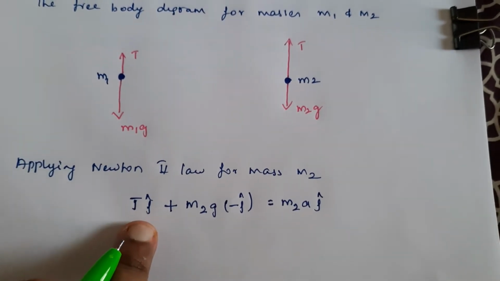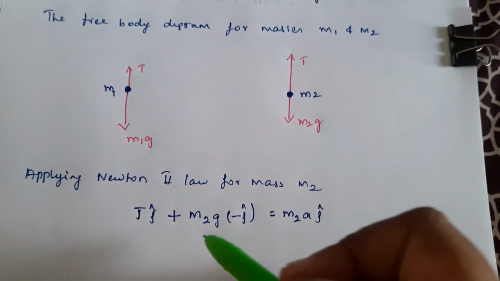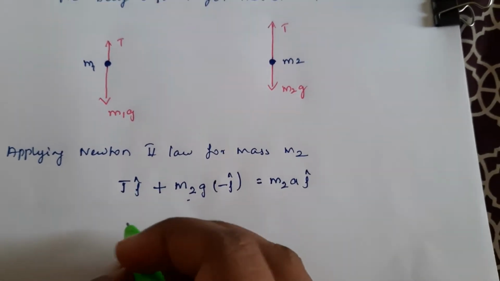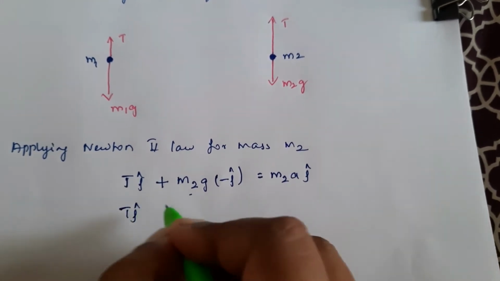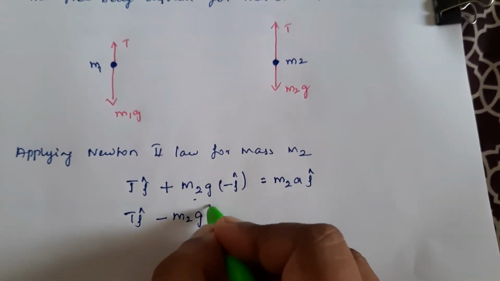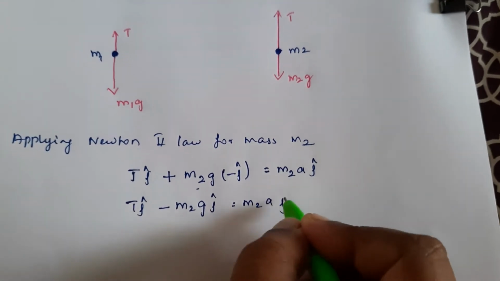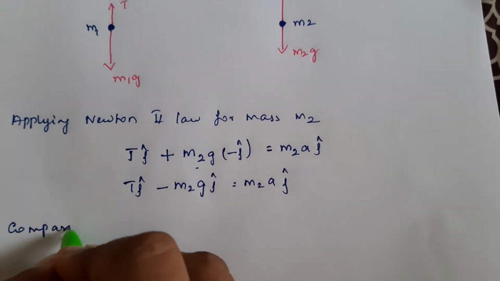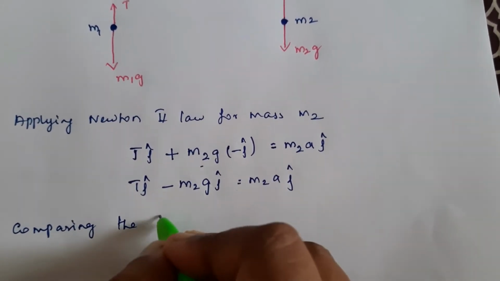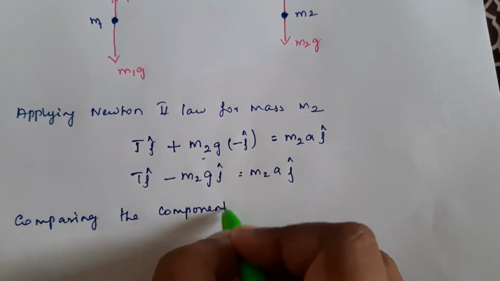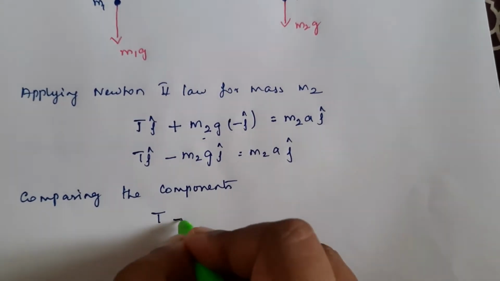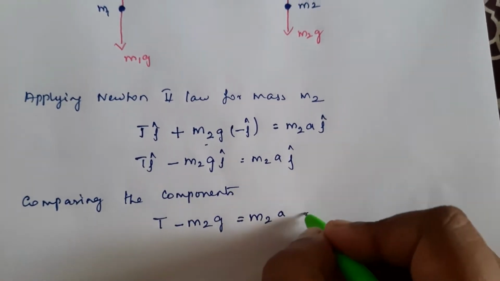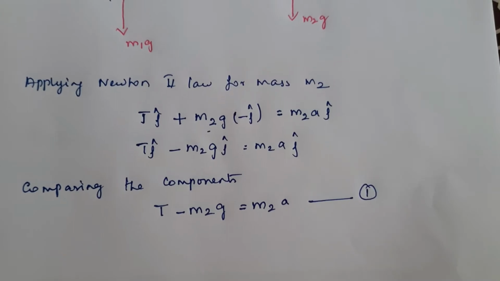T into positive j vector: T is in the positive y-axis. m2g is in the negative y-axis. Acceleration of the body is in the positive y-axis. So I can write T j vector minus m2g j vector is equal to m2a j vector. Now comparing the components, we can write T minus m2g is equal to m2a. I am going to write this as equation number 1.